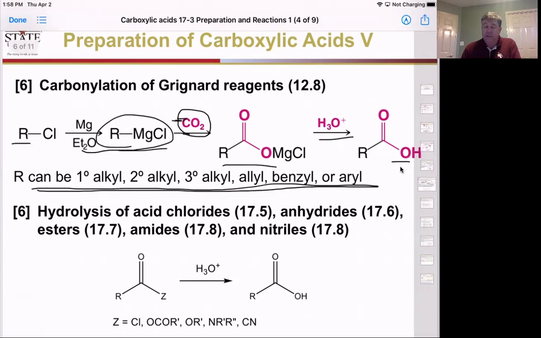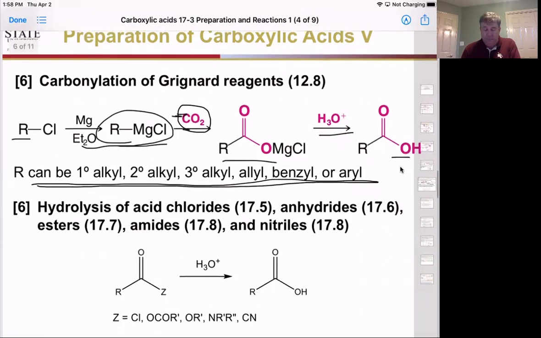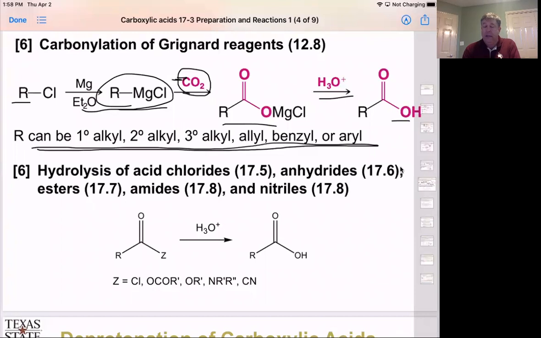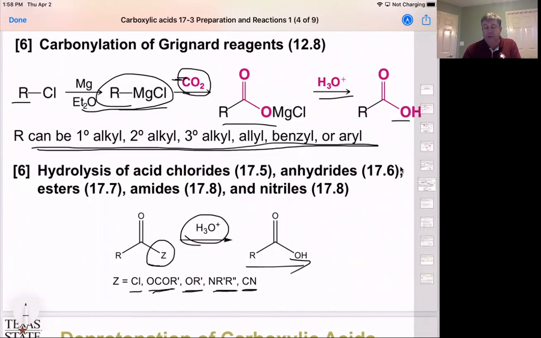Another way to do things is, you can take any anhydride, acid chloride, amide, or ester, and by hydrolyzing them in the presence of acid, you can convert any of those groups back down to the bare carboxylic acid. The carboxylic acid is the most oxidized form of this, the most hydrated form of this. So you can hydrolyze any of those functionalized carboxylic acids down to carboxylic acid. So acid chlorides, anhydrides, esters, amides, or nitriles can all be converted to that carboxylic acid.